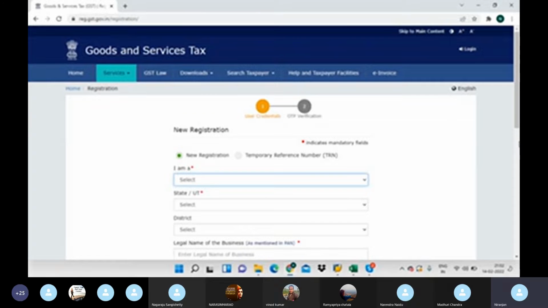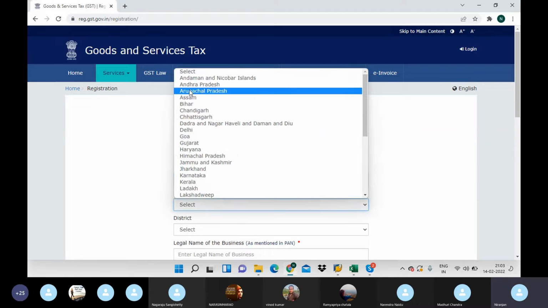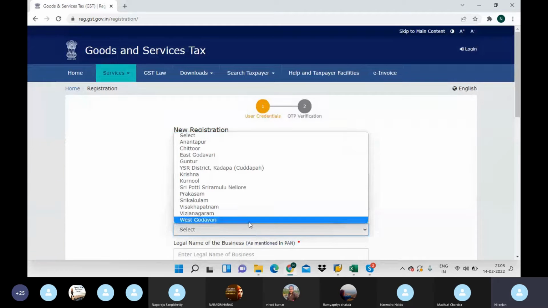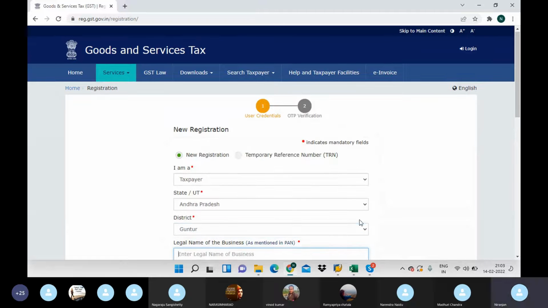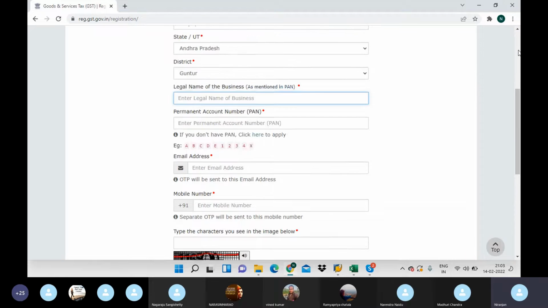Here you need to mention all the details, whether it is a company or an individual. You can select taxpayer, state. Suppose Andhra Pradesh, we can select Andhra Pradesh. District, Guntur. Mention the PAN details here and the legal name of the person or the partnership firm or company name, and the PAN of the business or person or company, followed by email ID and mobile number. Give all the details and proceed. You can register, upload all the documents. This is the registration process.